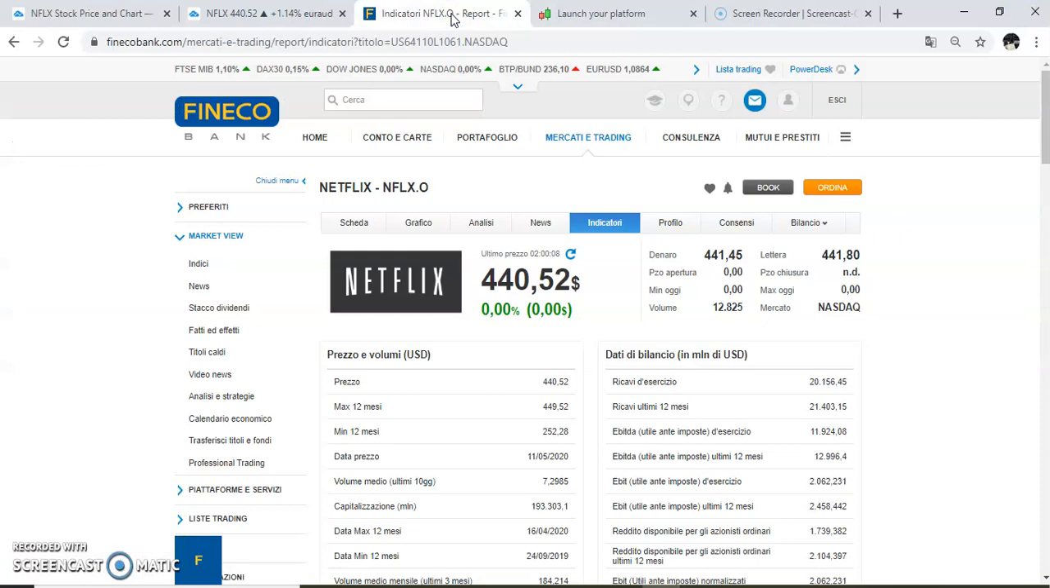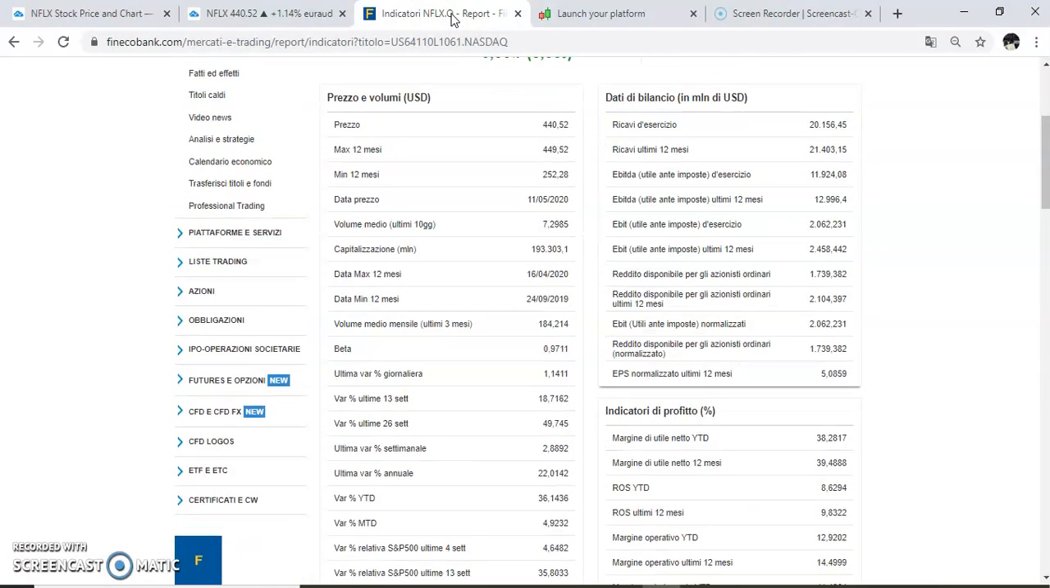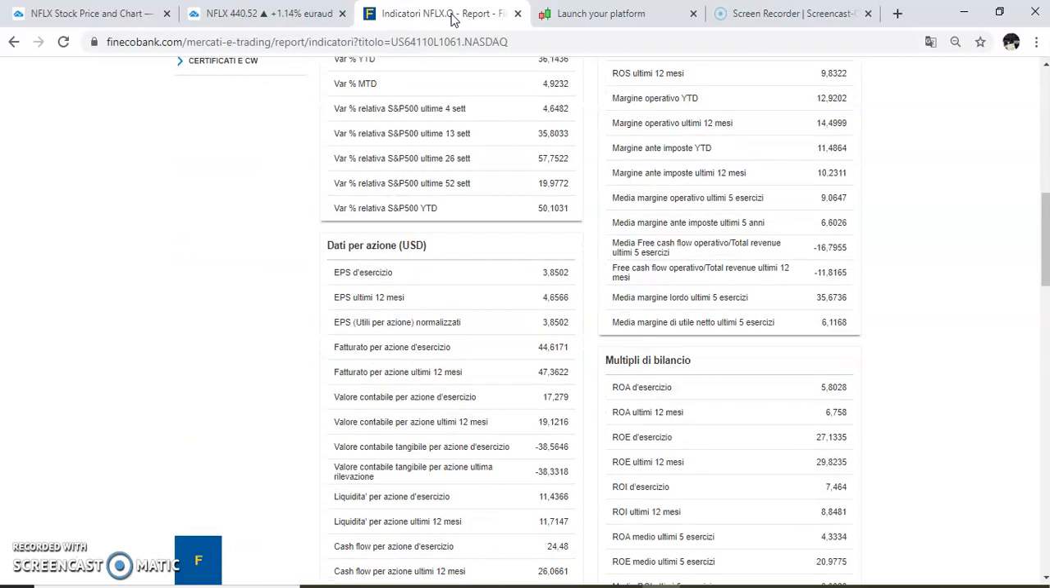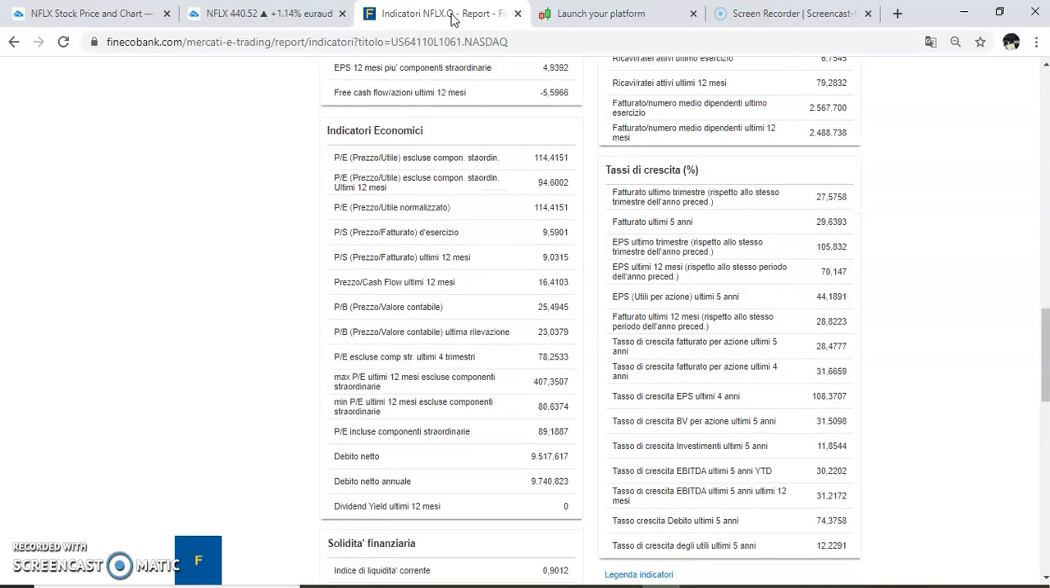Now let's move to the fundamental analysis. I would like to share with you the price against earnings, the price against revenues, and the price against cash flow, in order to understand if Netflix is an expensive or a cheap company. Obviously it's very difficult to find cheap companies right now since the market is in a huge bubble. Here we have price against earnings equal to 114, which is an extremely high valuation. In other words, based on price against earnings, the company is really expensive.